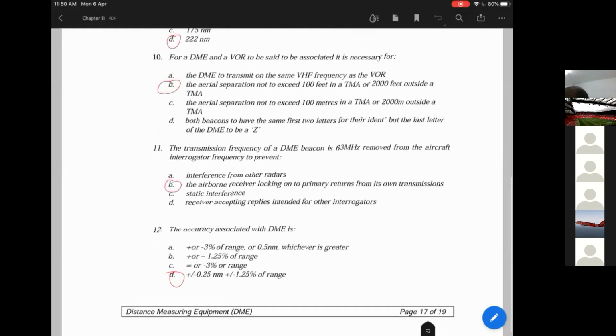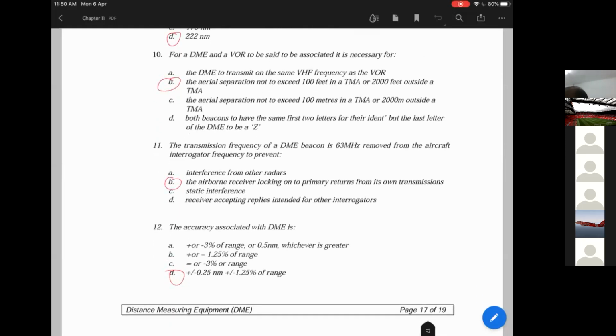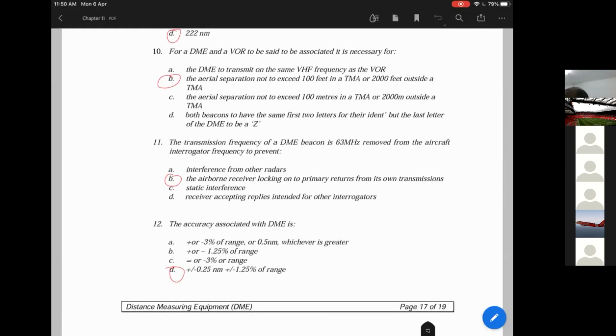Question number 10, please. For a DME and a VOR to be said to be associated, it is necessary for the aerial separation not to exceed 100 feet in a terminal area or 2,000 feet outside a terminal area. Okay, absolutely. Who's that? Xiao Wei, sir. Okay. Next, please.